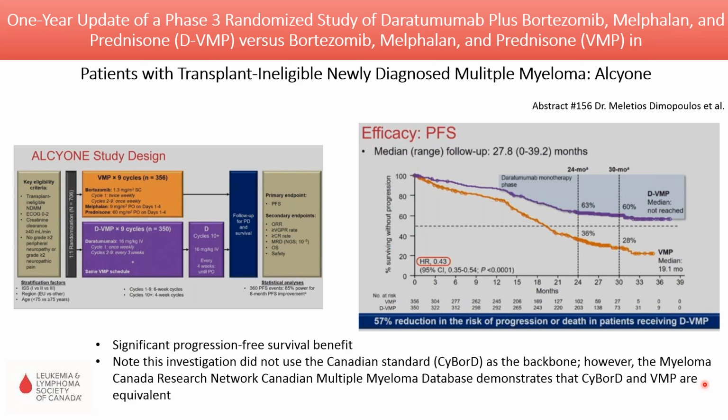And what it shows is that if you have the combination, you do better in terms of progression-free survival. And so these patients are staying in remission longer. Even if they get multiple therapies after, they stay in remission much longer. Now, VMP is not what we use here in Canada in terms of our first-line therapy. We generally use something called Cyborg-D, but the Myeloma Canada Research Network has previously demonstrated that it's equivalent. So VMP does just as well as the Cyborg-D. So in theory, adding daratumumab to Cyborg-D should be feasible and just as effective.